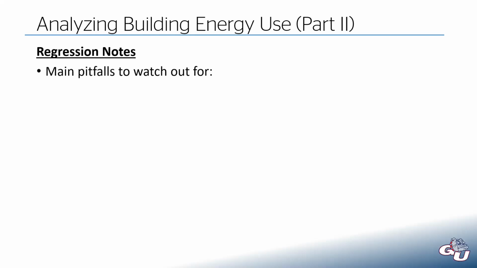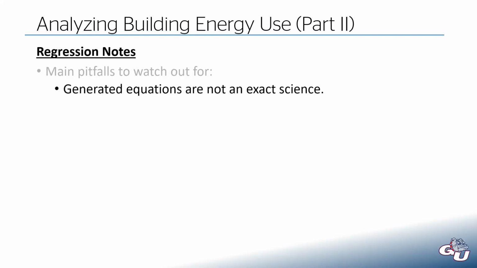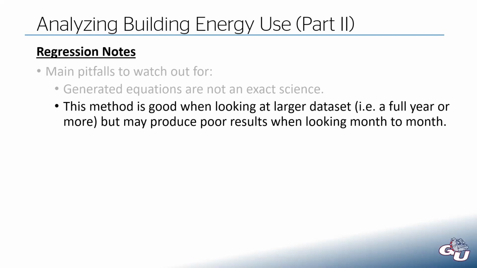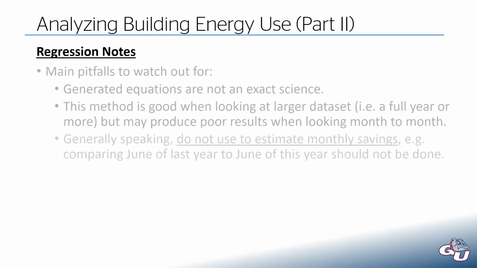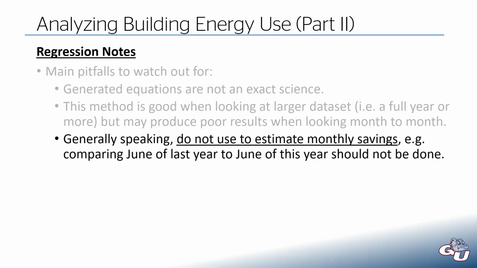Some pitfalls, though, to watch out for when you're doing this kind of analysis. When you come up with those building signature equations to predict energy use, it's not exact. It does do pretty good when you're looking at a larger data set. I would say at minimum, you want at least a full year of data to work with. If you look at it on a month-to-month basis, that's where things start to get a little screwy. So generally speaking, you don't want to do that to estimate the monthly savings.